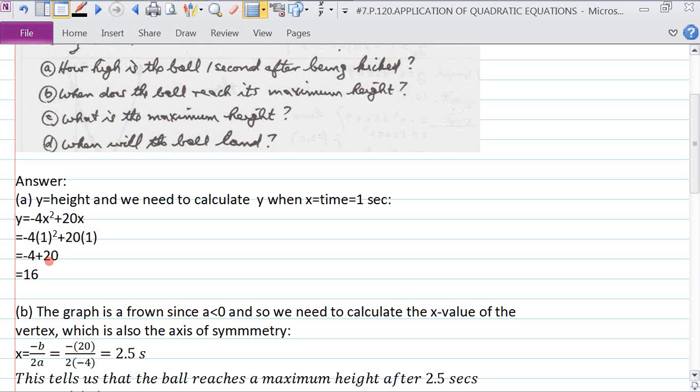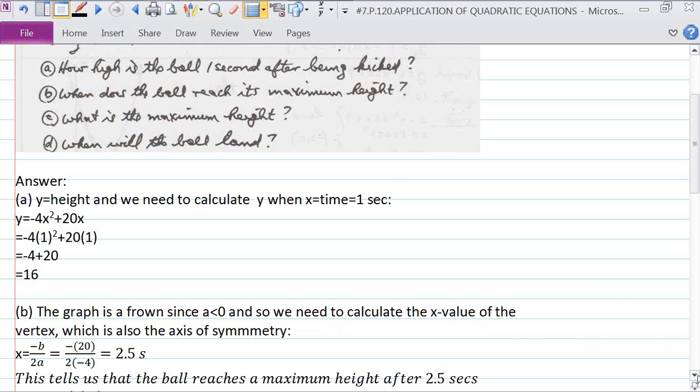And 20 times 1 is 20, so minus 4 plus 20 is 16. So this is the height of the ball after 1 second. We took the time 1 second, and we want to calculate the height of the ball. So the ball after 1 second after it's been kicked will be 16 meters high. The second part of the question is, when does the ball reach its maximum height?